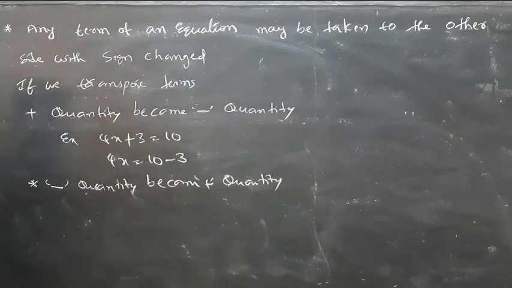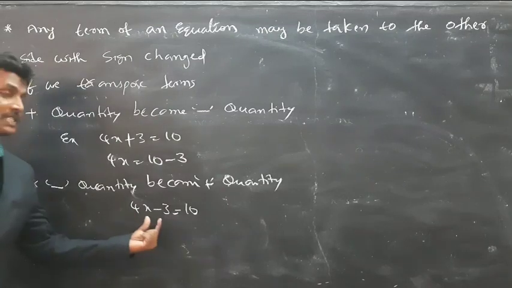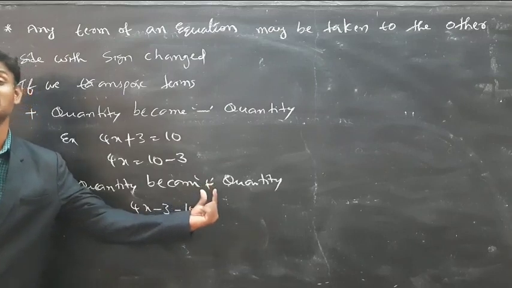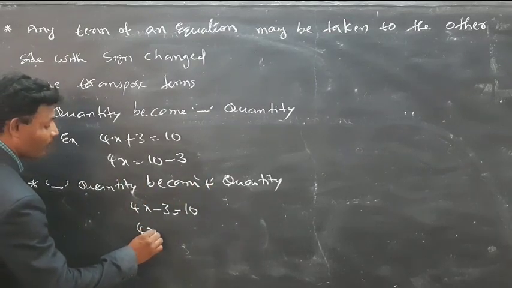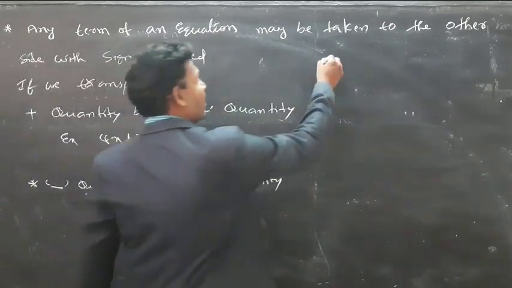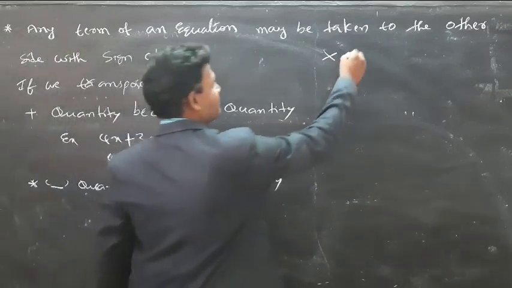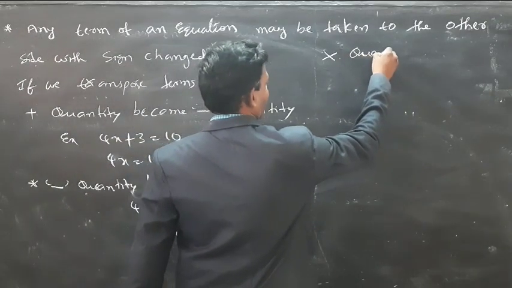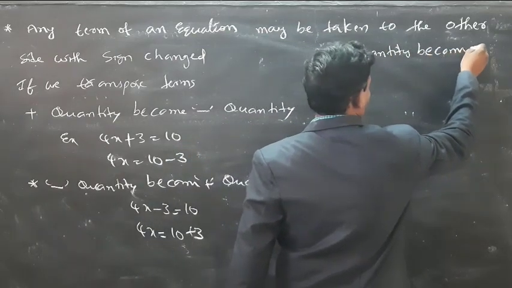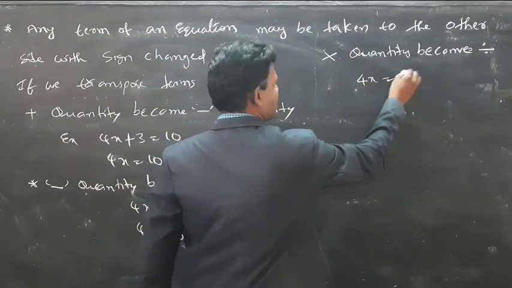For example, 4x minus 3 is equal to 10. If I transpose minus 3 to the right side, the minus quantity becomes a plus quantity. So what can we write? 4x is equal to 10 plus 3. Similarly, into, it means a multiplication quantity, becomes division. For example, 4x is equal to 10.